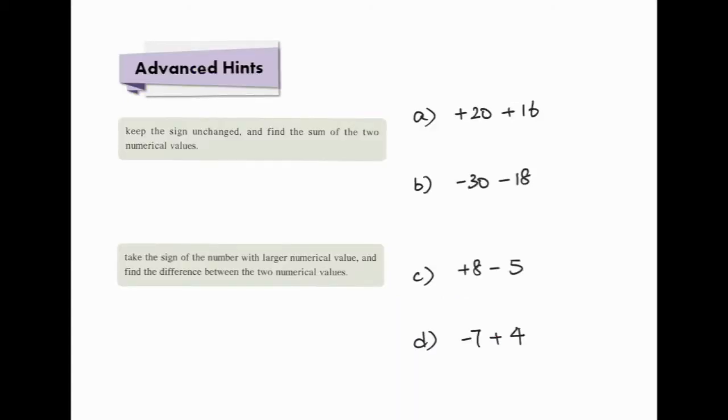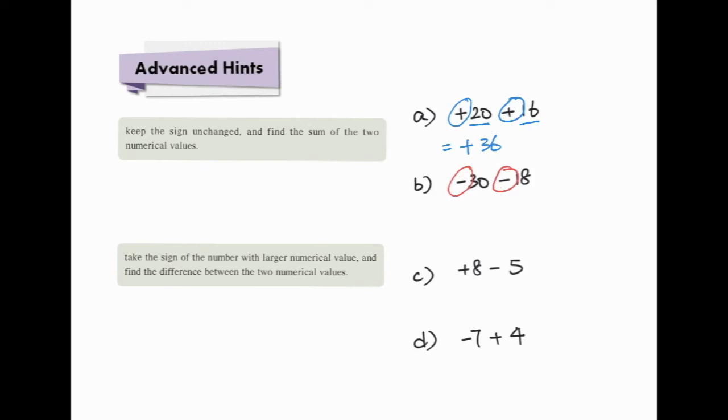Memorize these tips. We now have 4 types. The first 2 belong to the same group, where the numbers in each question have the same sign. This one is 2 positives, and this one is 2 negatives. Part A. Both signs are positive. We first write down the positive sign. Then add the 2 numbers together. 20 plus 16 equals 36.